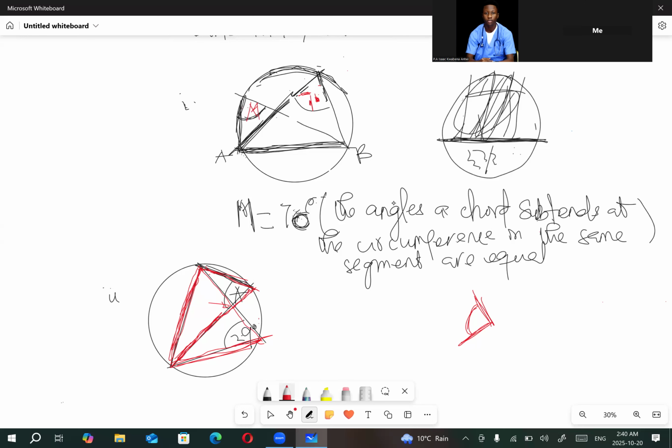At the circumference. So whenever a chord produces angles on the circumference, where at one place they are equal, you can say that A is equal to what? 29 degrees. Then you open the bracket, you state your reason. Without a reason, whatever you've done is wrong.